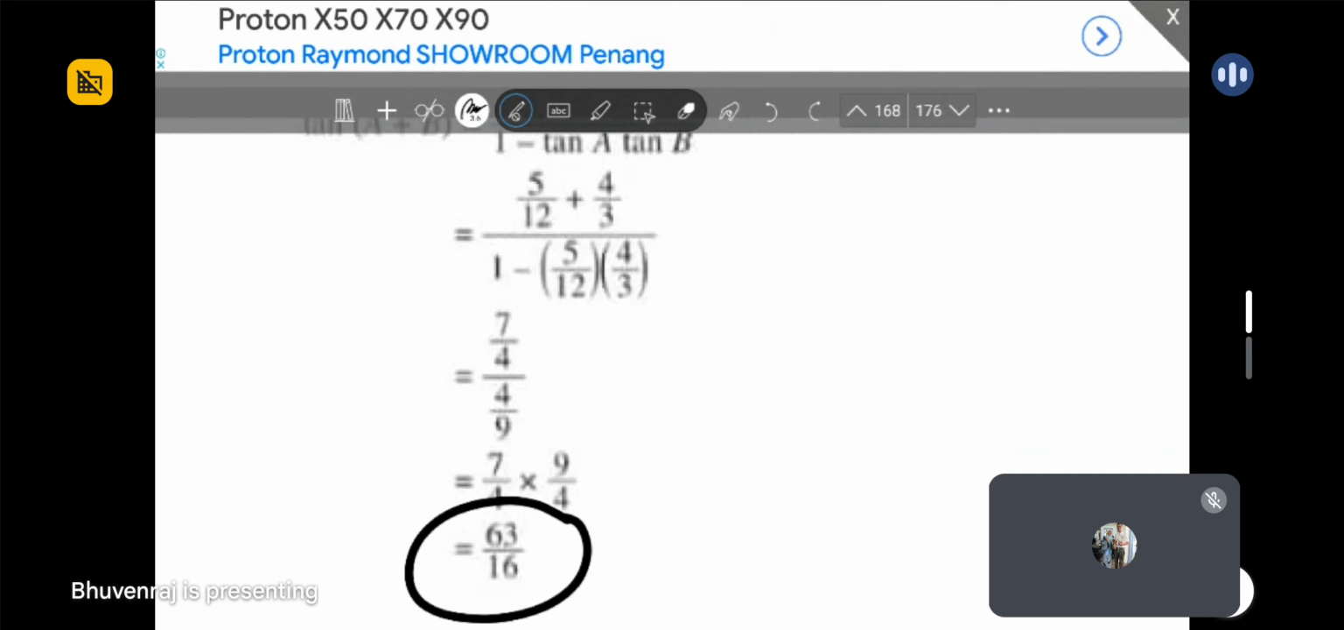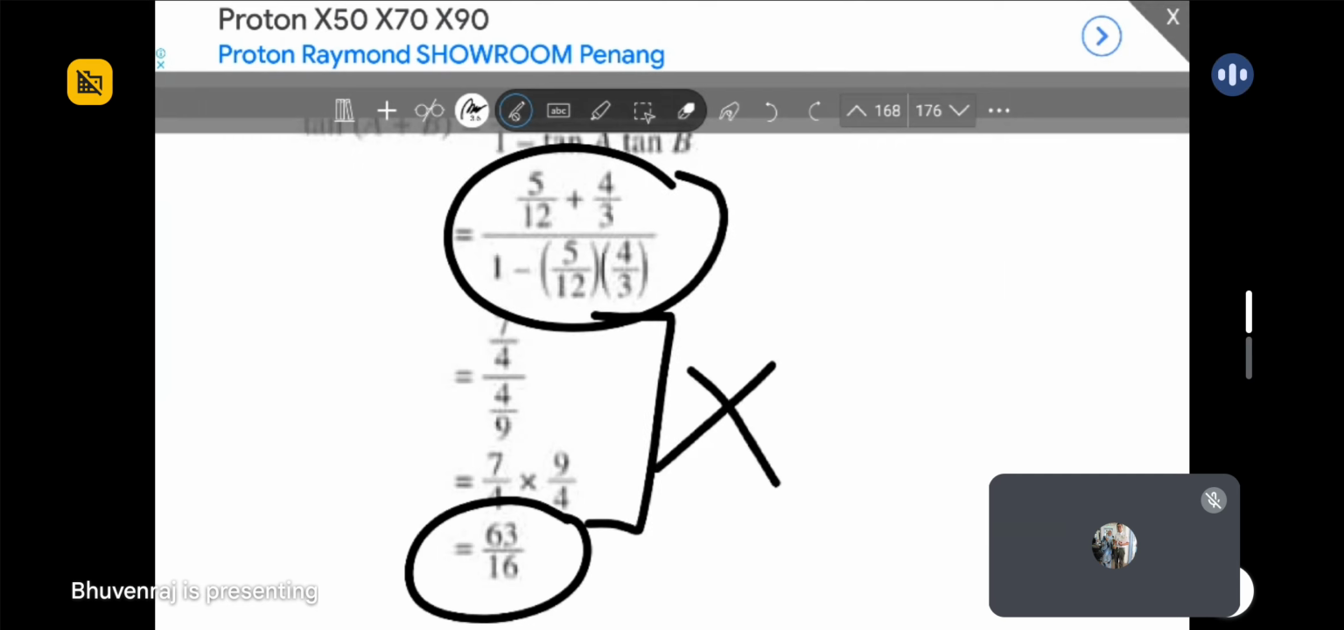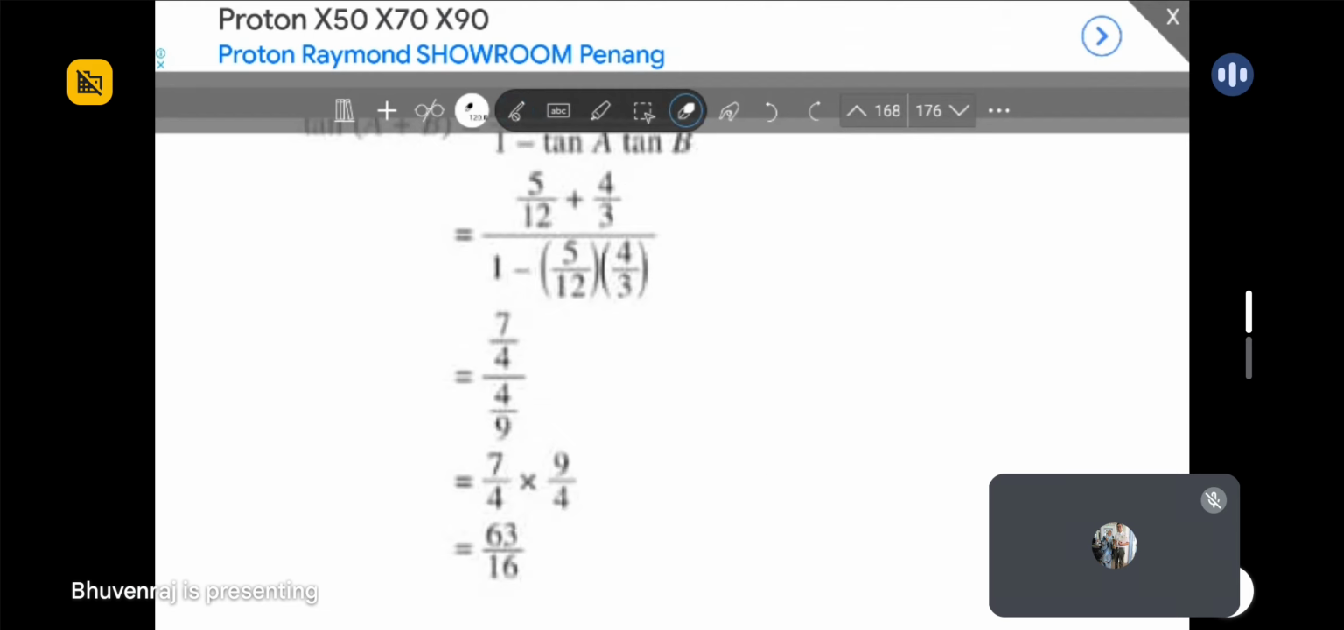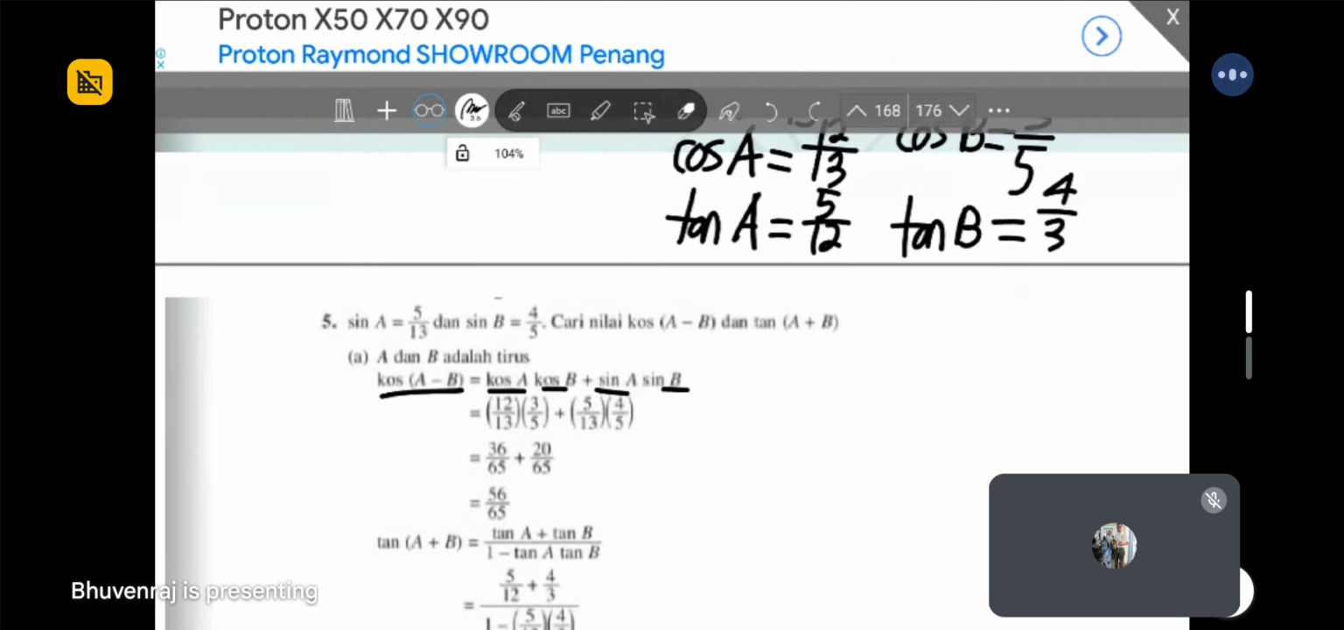Actually over here, you guys need to show all the steps. Tak perlu tunjuk semua ni. The most important is this one and the final answer. The rest are all just calculation only. Pengiraan saja. Okay? Alright?